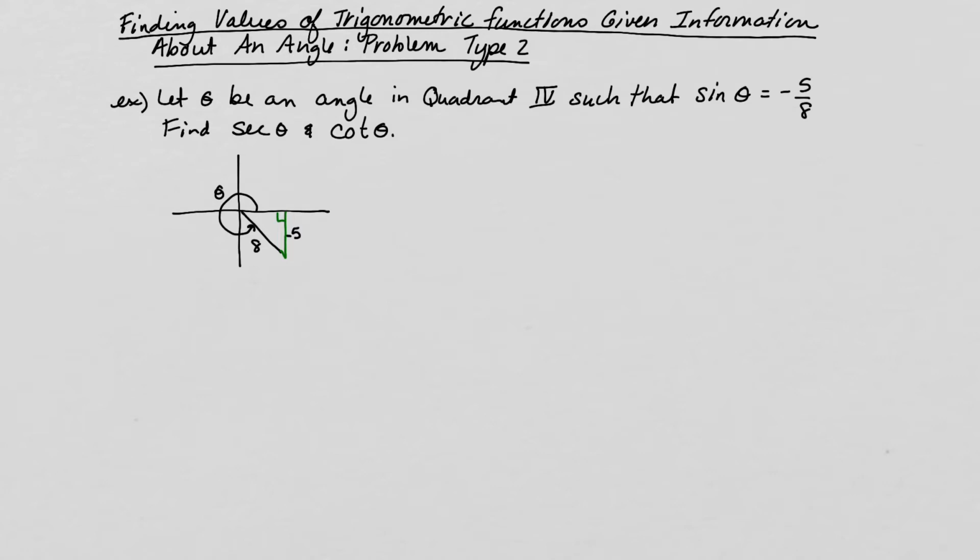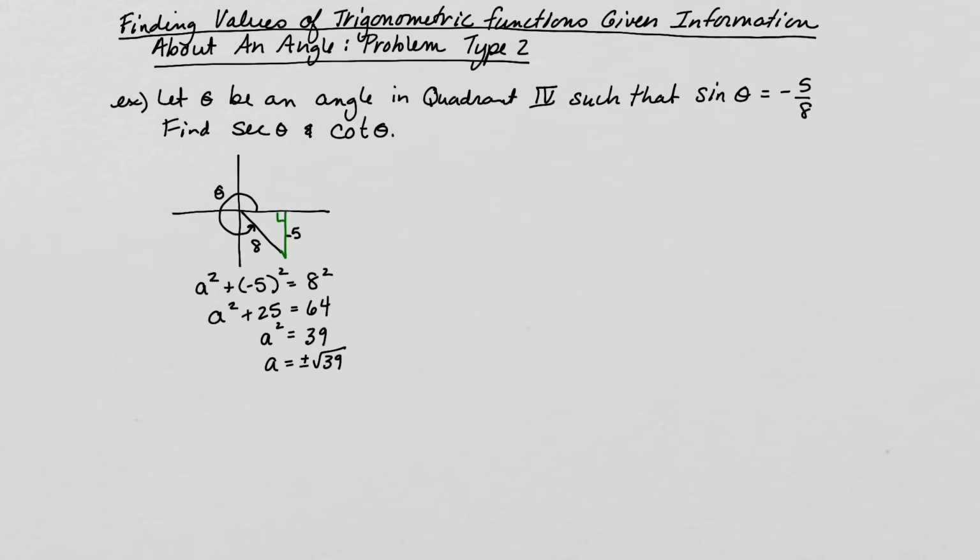We're going to use the Pythagorean theorem to find that other side. So we'll say the missing side is a. So a squared plus -5 squared is going to be equal to 8 squared. So a squared plus 25 is going to be equal to 64. We'll subtract 25 from both sides. And so we get a squared equals 39. And then a is going to equal plus or minus the square root of 39.